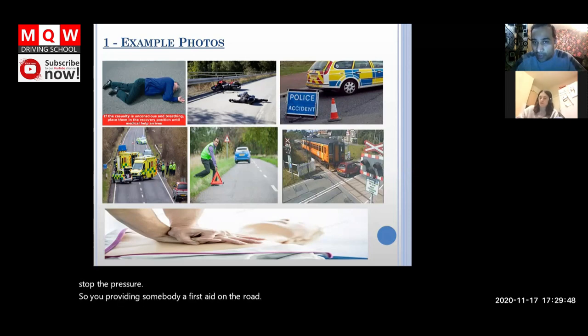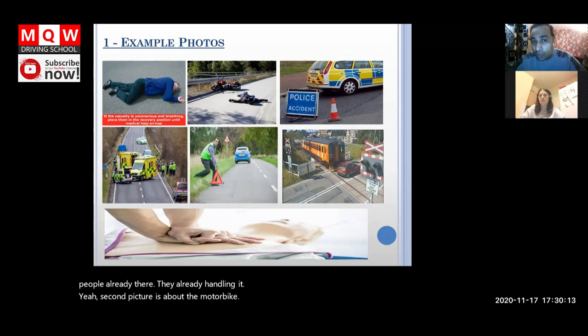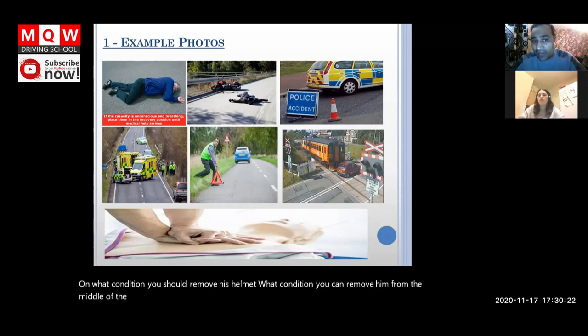But that kind of situation will be when you are the first one on the scene of the incident. You are the first one who has seen it. Some questions will be where you went to the incident, but you are not the first person. People are already there. They're already handling it. Okay. Now, the second picture is about the motorbike. Again, on what condition should you remove his helmet? On what condition can you move him from the middle of the road to the side of the road? How can you warn the other traffic that there is an accident so they don't drive over him? So as a civilian, what kind of safety measures can you take at that time?